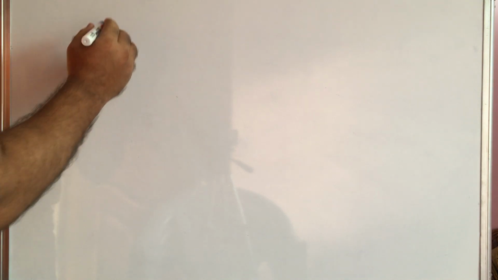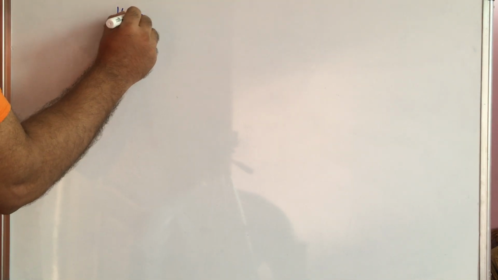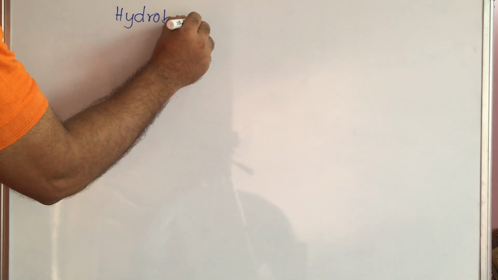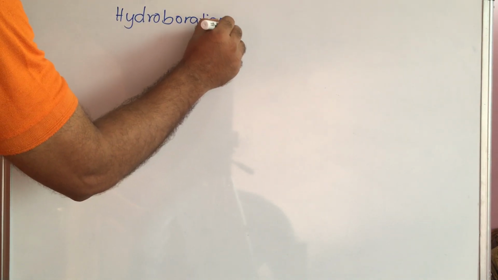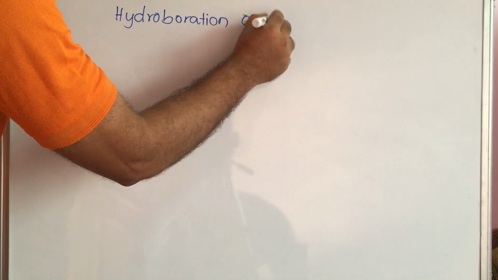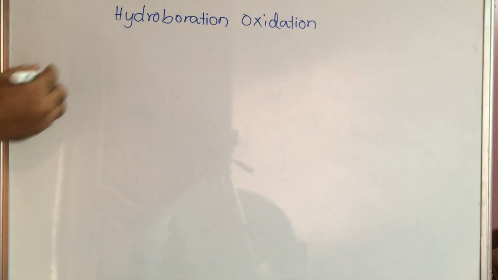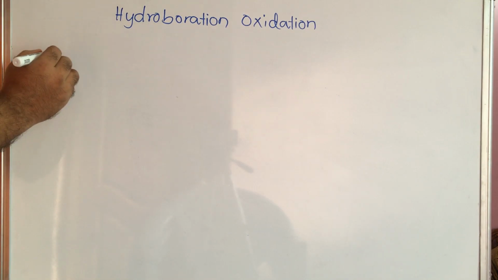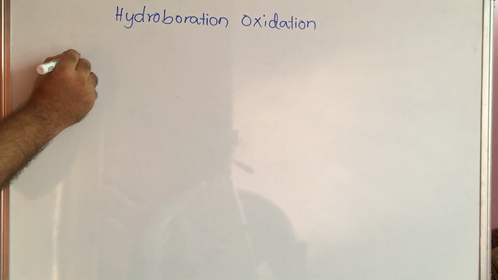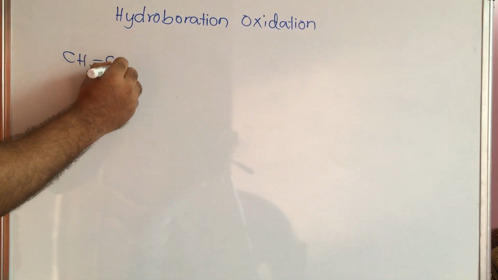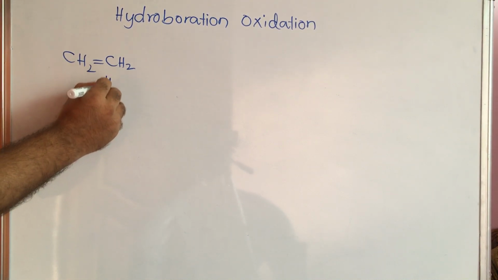Hydroboration oxidation. Hydroboration oxidation on alkene. Alkene, that is one example, CH2=CH2. This is ethene.